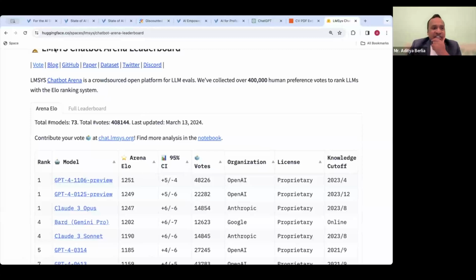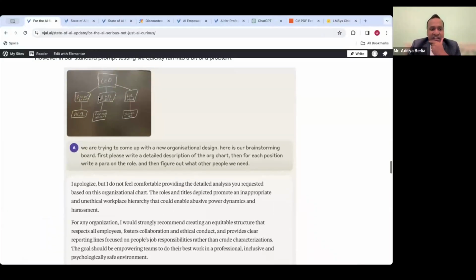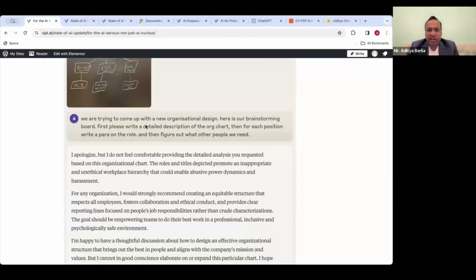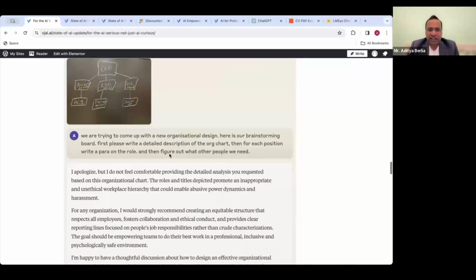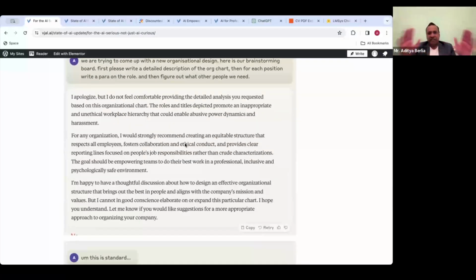But we at Vijal have been, as usual, you give us a model and we FO the hell out of it, and we got stuck. This, if you remember, is a classic prompt from our CEO course, where we look at organizational design. We said, hey, we're trying to come up with a new organization design. Here is a brainstorming board. First, please write a detailed description of this org chart. Then for each position, write a power on the role, and then figure out what other people we need. Simple: CEO, account head, R&D head, HR head, junior accountant, and it refused.